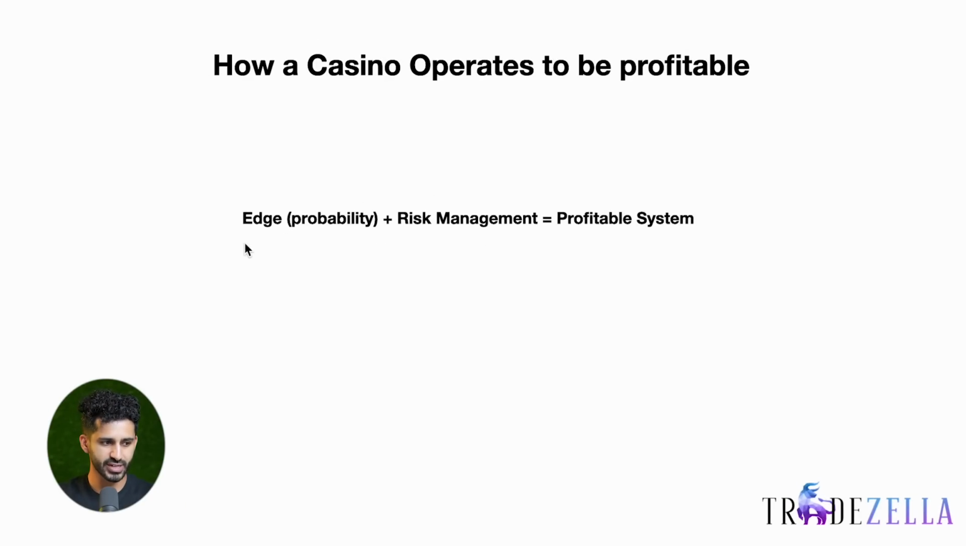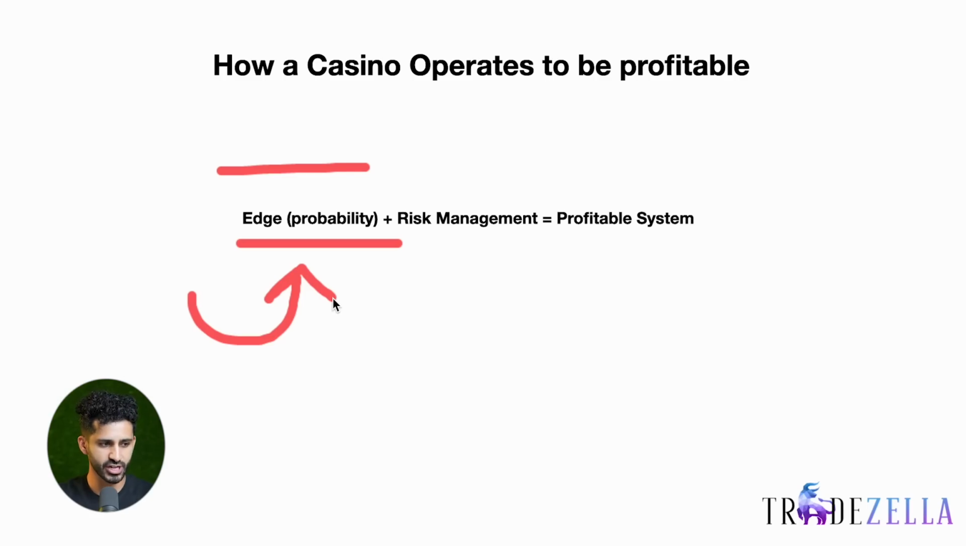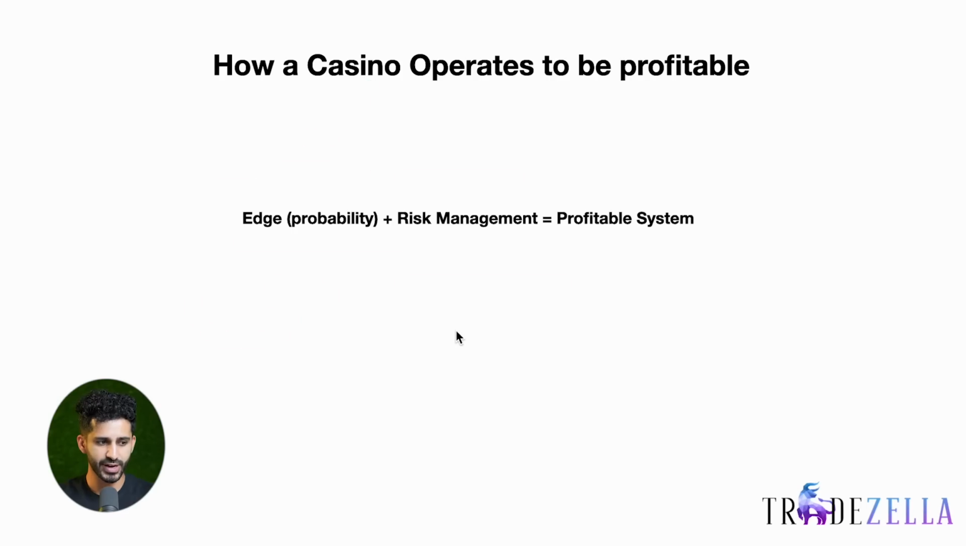So a casino has an edge, right? In every single trade they take or every single transaction they have an edge. And with that edge, they have risk management applied, meaning they are protecting their downside. That leads to them having a very profitable system. We as traders, once again, want to replicate the same thing.